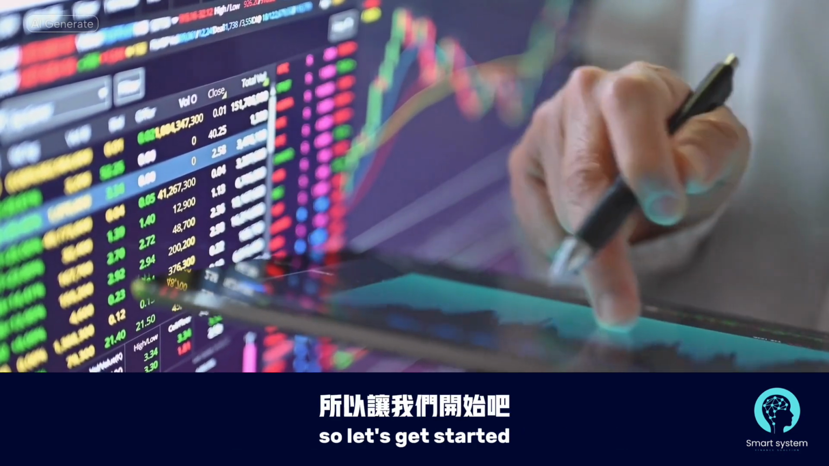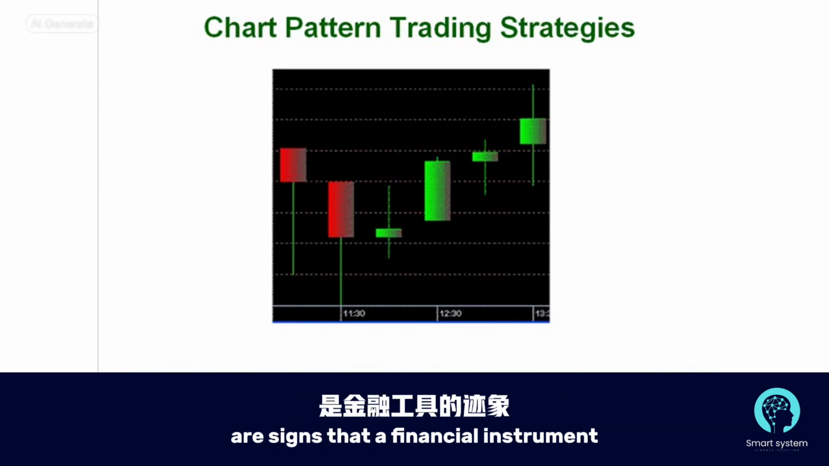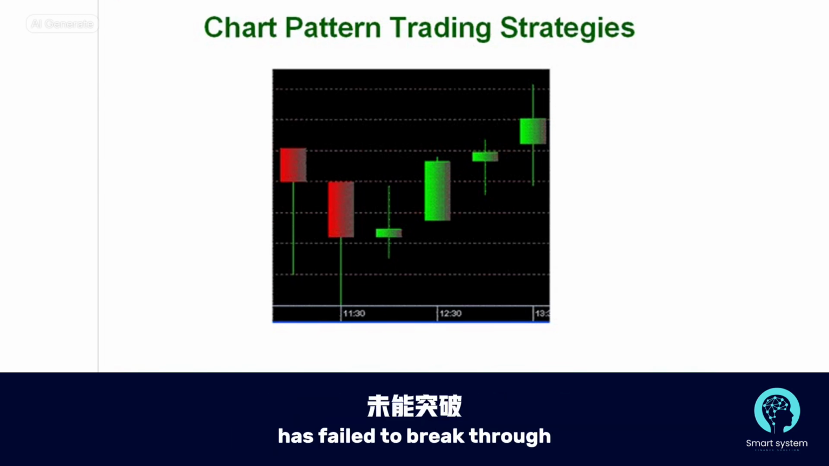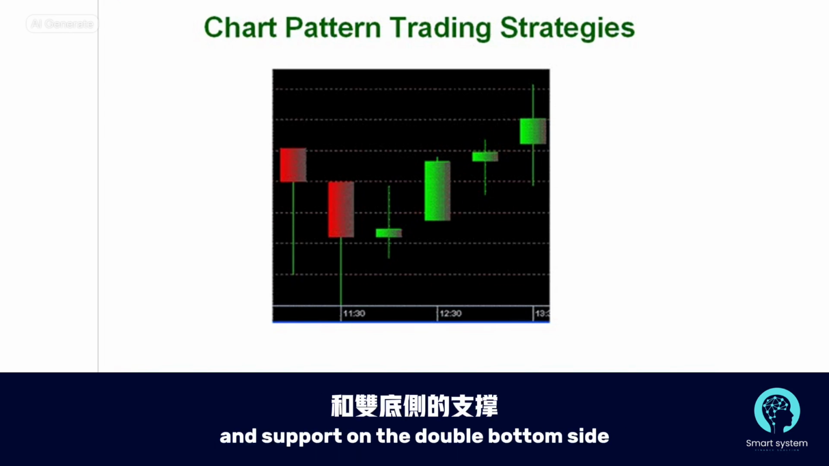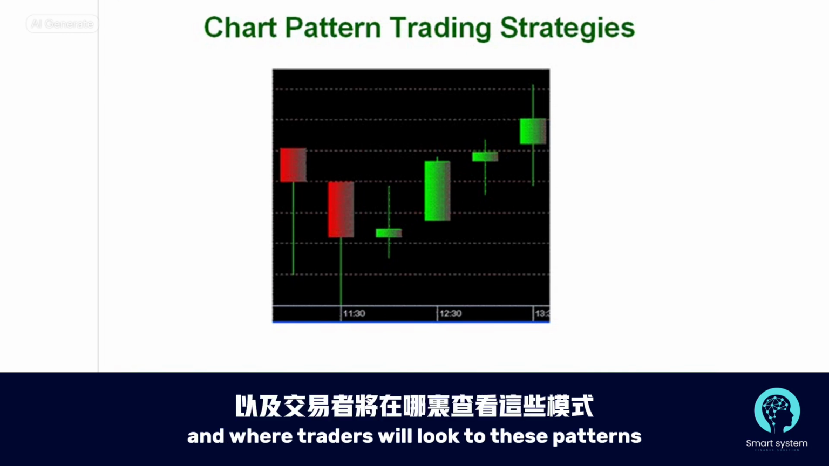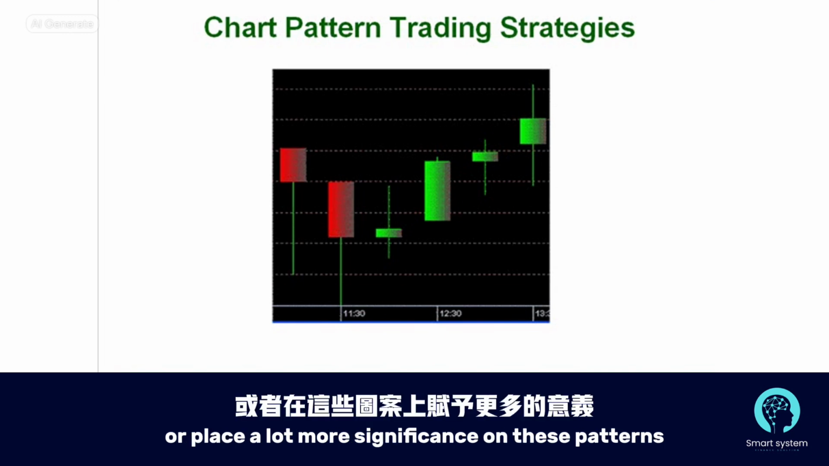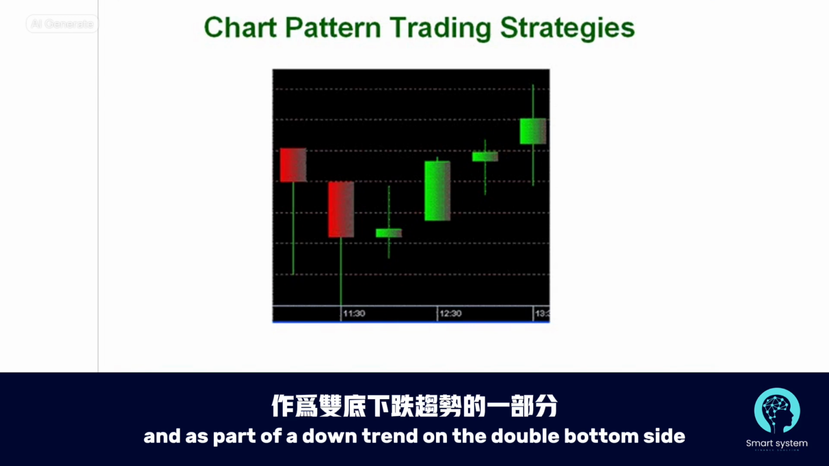So let's get started. As we've learned in previous lessons, the double top and the double bottom are signs that a financial instrument has failed to break through a specific level, considered resistance on the double top side and support on the double bottom side. Because of this, they're considered reversal patterns, and traders will place a lot more significance on these patterns when they occur as part of an uptrend on the double top side and as part of a downtrend on the double bottom side.